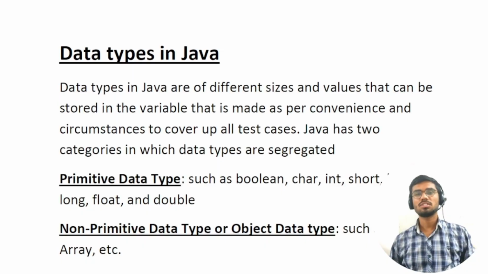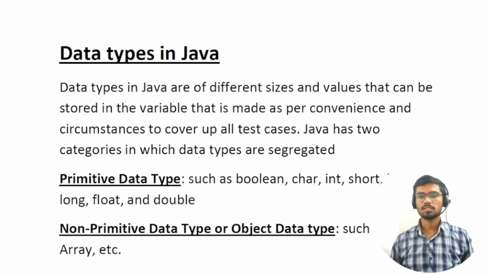So data types in Java are different in size and in circumstances, which are stored in a variable that is made as per the convenience and circumstances to cover all the test cases.